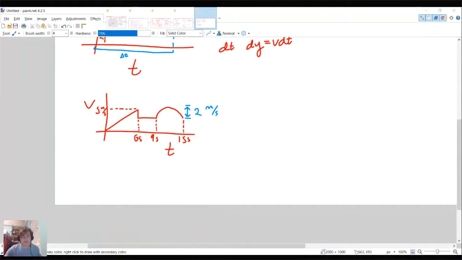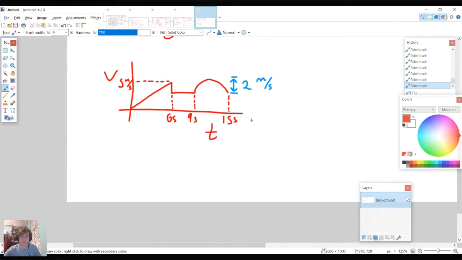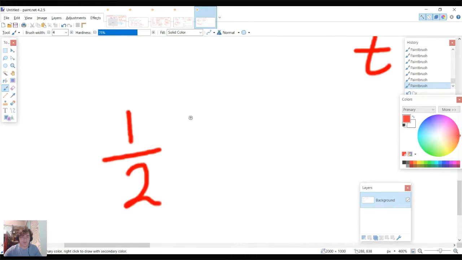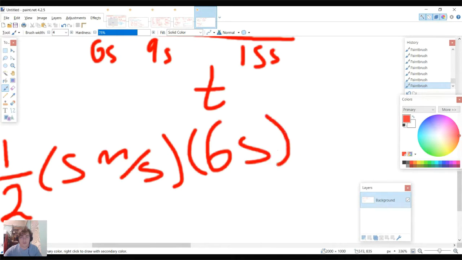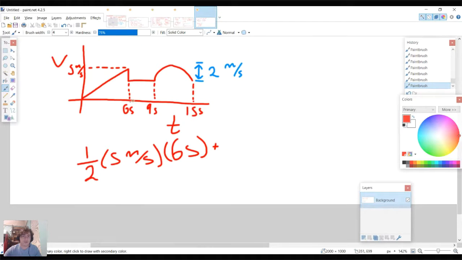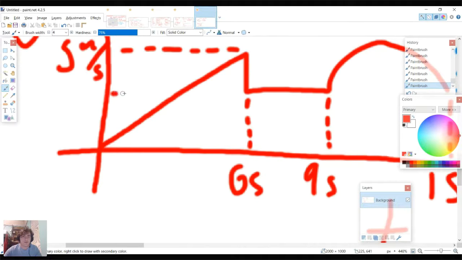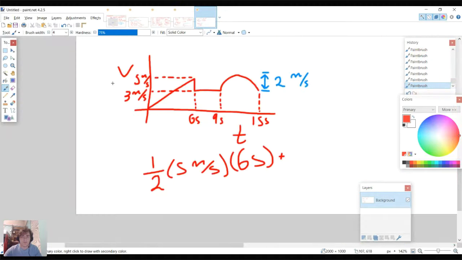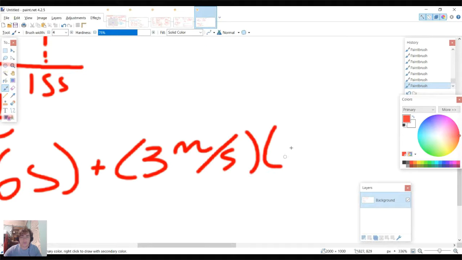So again, the idea here is we find the area. The first thing is an area. This first segment is a triangle. So the area of a triangle is 1/2 base times height. In this case, it would be 1/2 times 5 meters per second times 6 seconds, plus the area of the rectangle, which would be 3 seconds times, I didn't give a speed there, say it's 3 meters per second. That'd be 3 meters per second times 3 seconds.